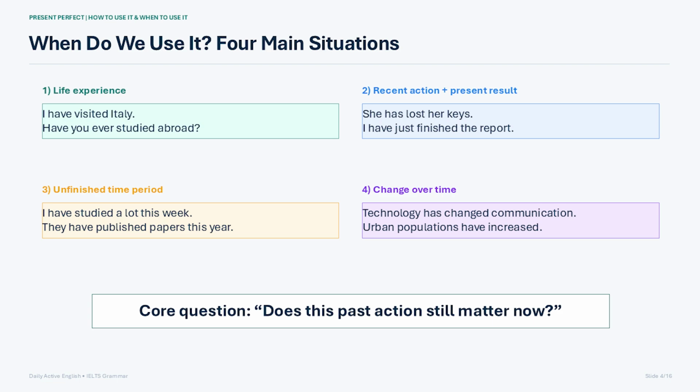Second, we use it for recent actions with present results. For example, she has lost her keys. The result is important now. She does not have her keys.